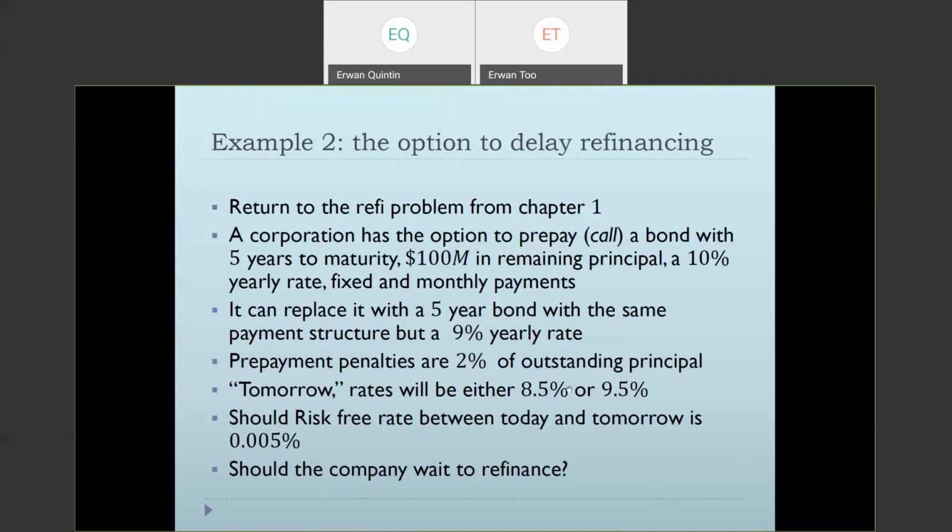So for instance, we could imagine that tomorrow rates will be either 8.5% or 9.5%. Of course, given that rates today are at 9%, if you wait, you're happy if they go down to 8.5%, and you're disappointed if they go up to 9.5%. But the basic question is, should the company wait to refinance? Should it gamble on this possibility that rates are going to go down?